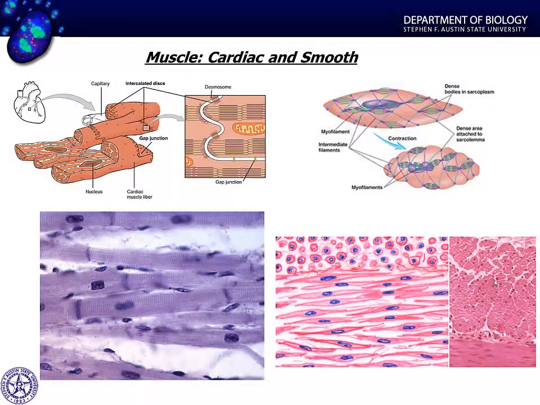Welcome to our second podcast on muscle, and what we will accomplish in this unit is talking about cardiac and smooth muscle and those specific things to look for in identifying these two types of muscle.